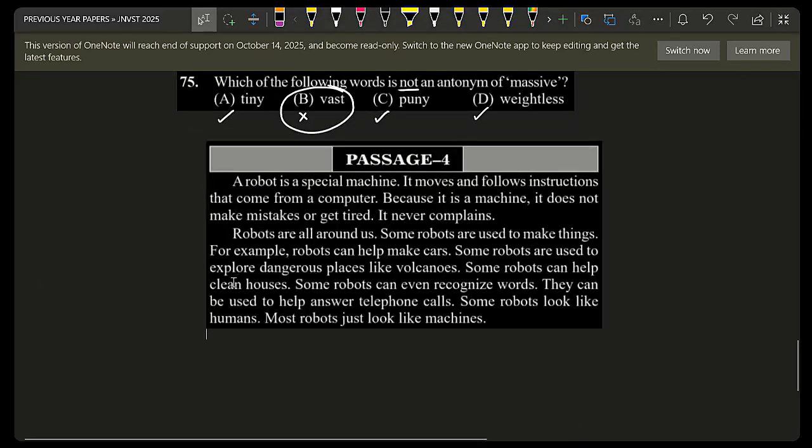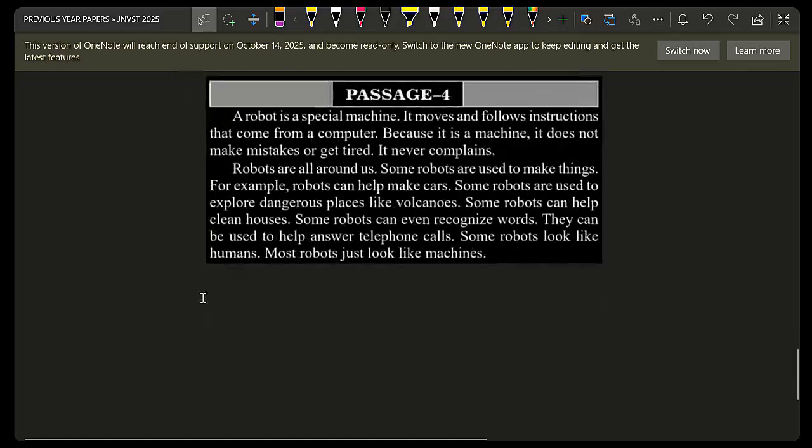Okay, passage number 4. A robot is a special machine. It moves and follows instructions that come from a computer. Because it is a machine, it does not make mistakes or get tired. It never complains. So they are mentioning the robot.